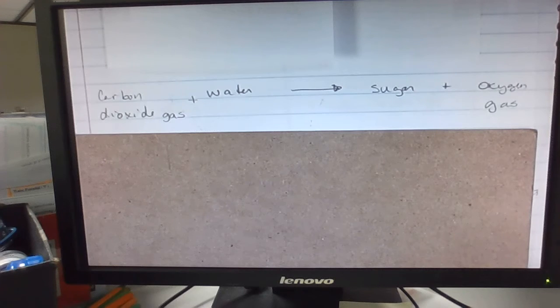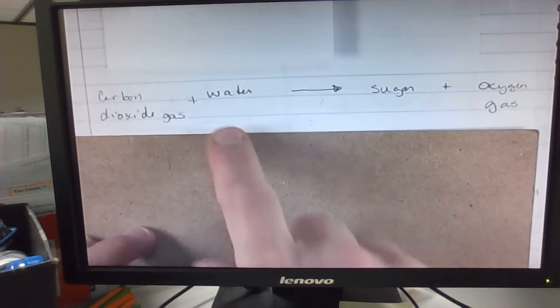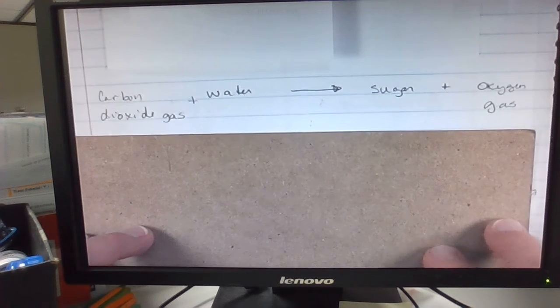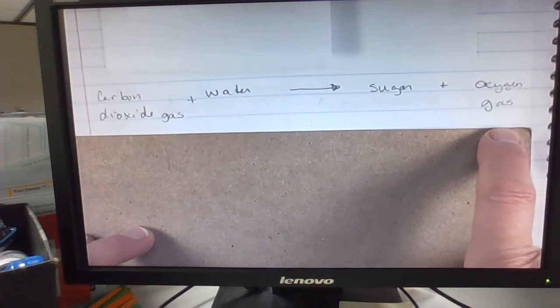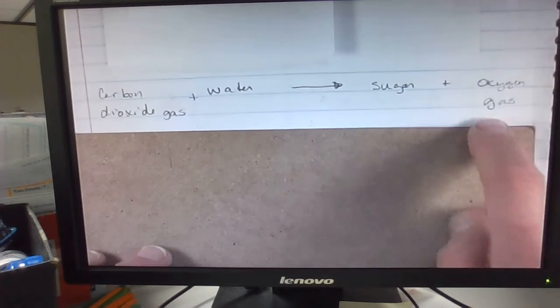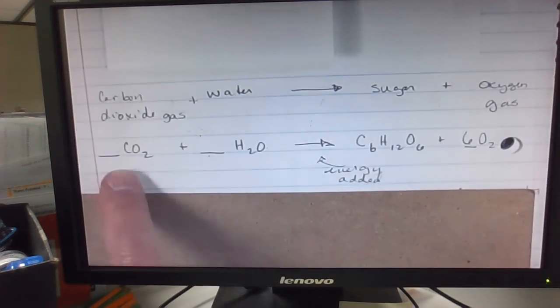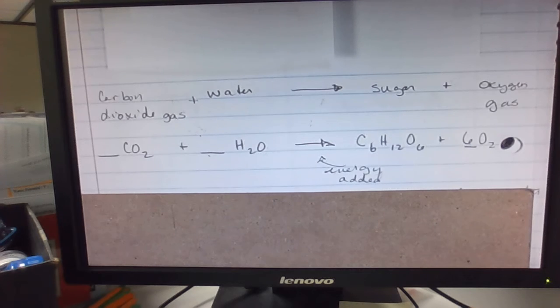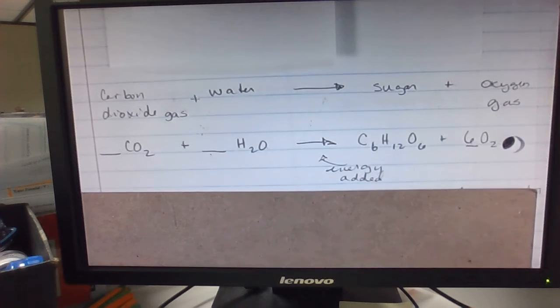Carbon dioxide gas, what is the chemical formula for carbon dioxide gas? Water? Oxygen gas? Is it O2 or O3? Ozone's O3. And so we don't want to breathe that in. We want the O2. All right, so carbon dioxide plus water.